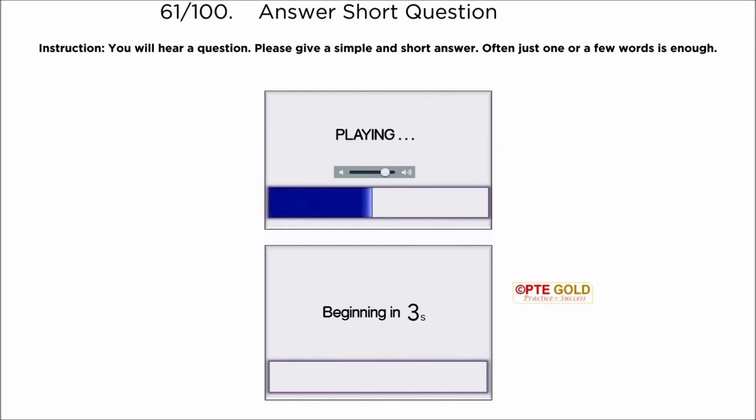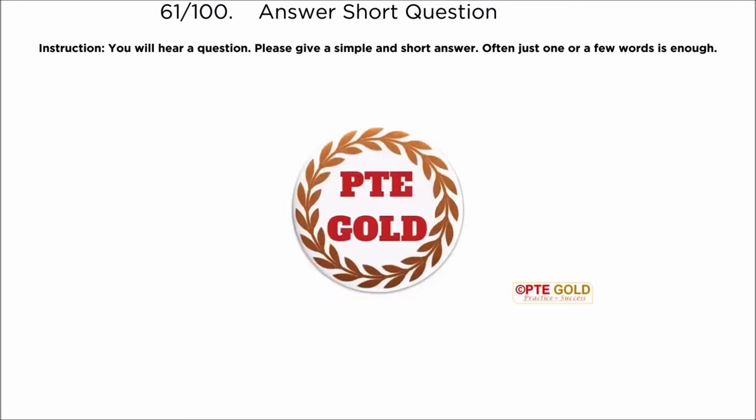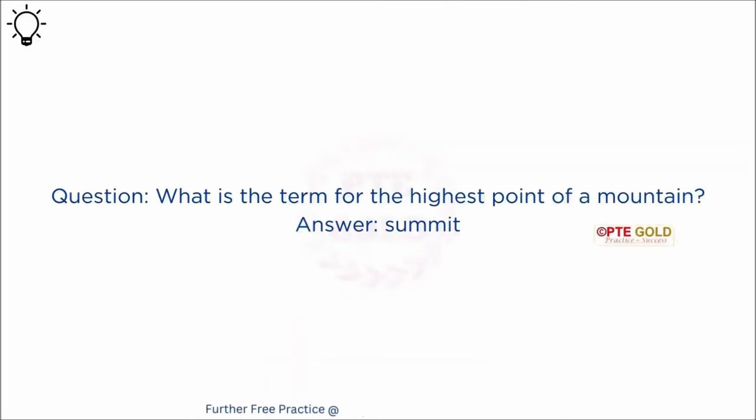What is the term for the highest point of a mountain? Summit.